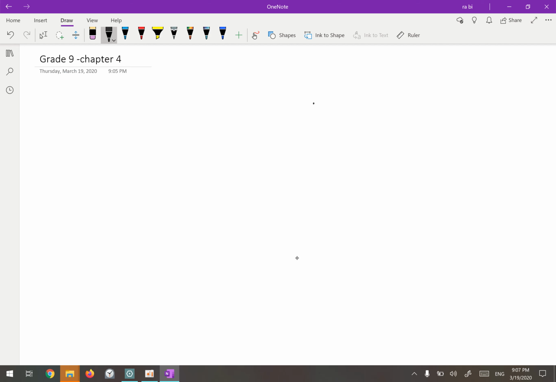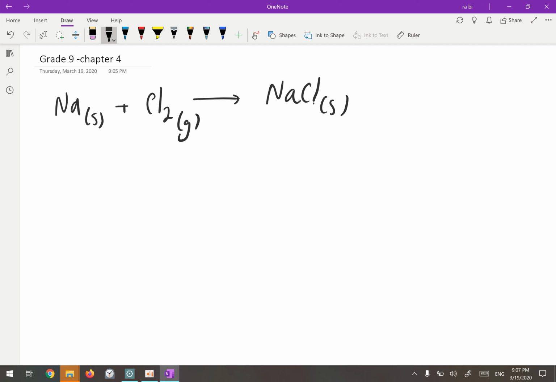Okay, so we have these equations here in your book. It says Na solid plus Cl2 becomes NaCl solid. This one can be gas. They ask us to write the oxidation half equation and the reduction half equation, and finally to balance the equation based on these half equations.